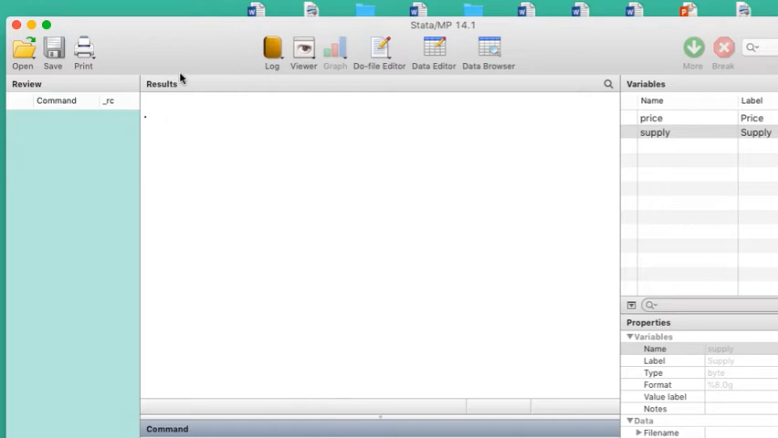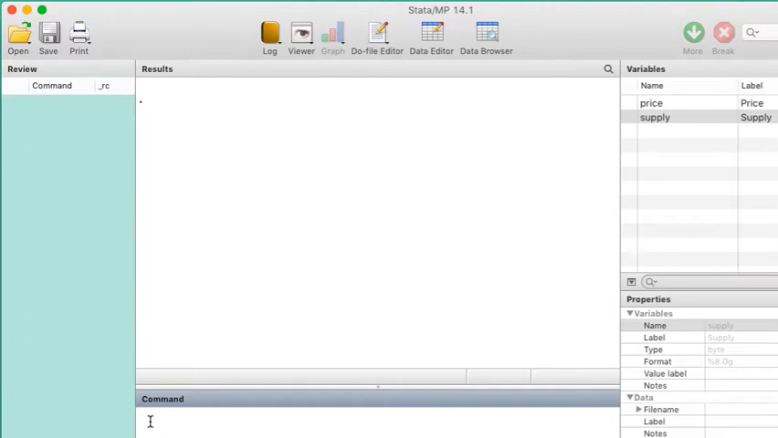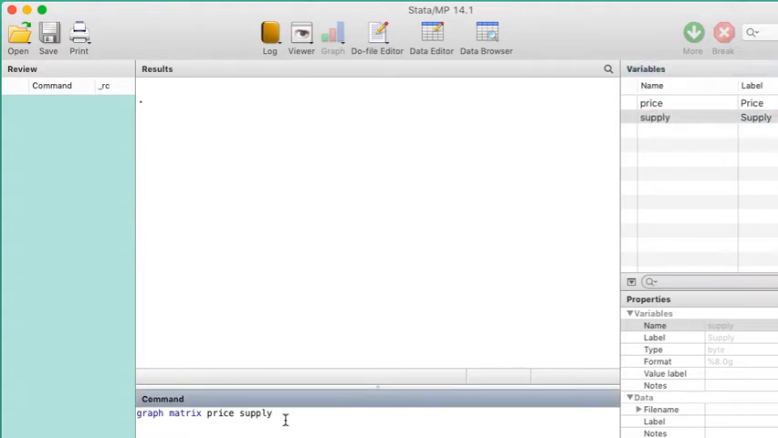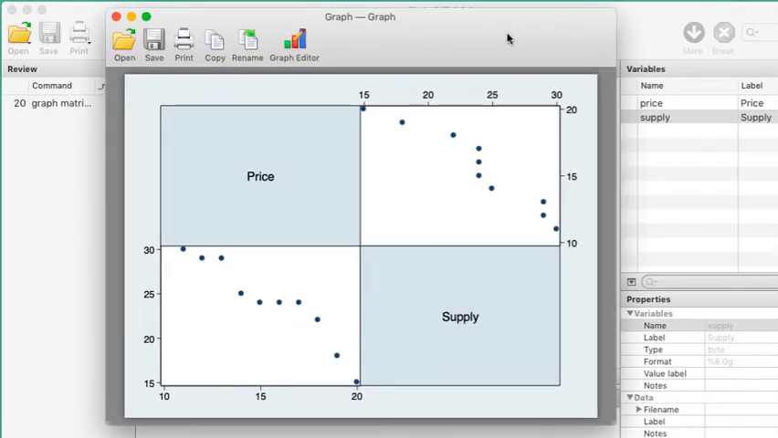Now I will show you through one command. Here is the command for getting the scatter plot in Stata. We have to write graph matrix, and then we pull in these two variables, one is price and the other one is supply. Once we do it, we press enter and then we get the scatter plot here. Now in this scatter plot, we can see there is somehow a linear relationship between both these two variables, price and supply. Can we see it here?